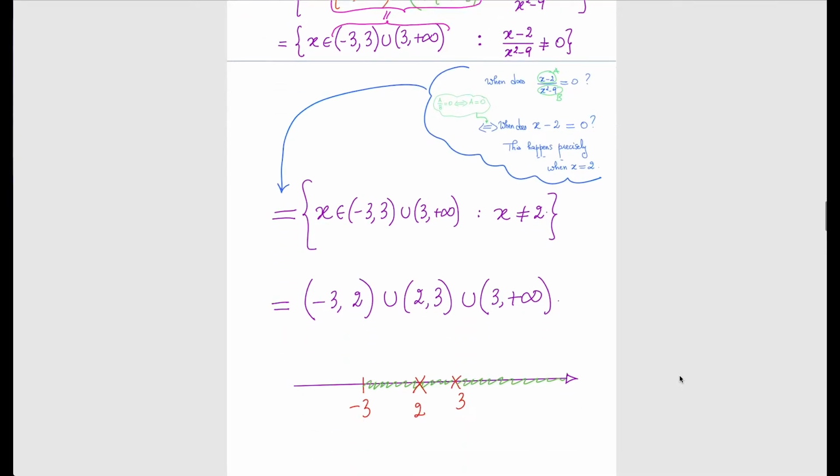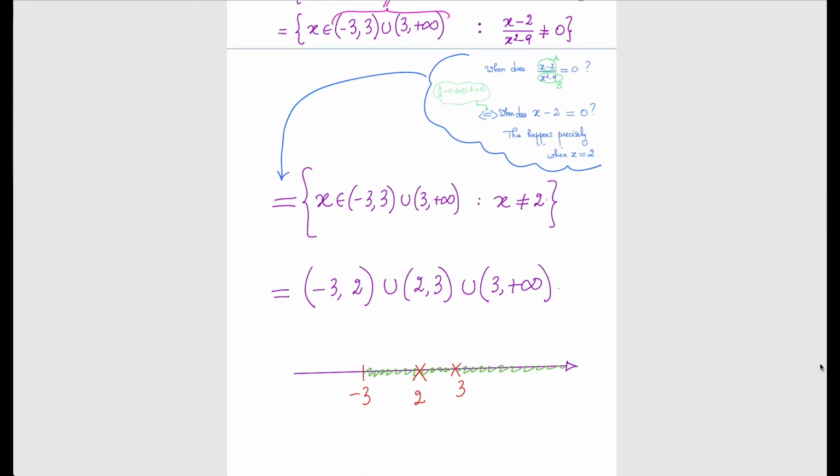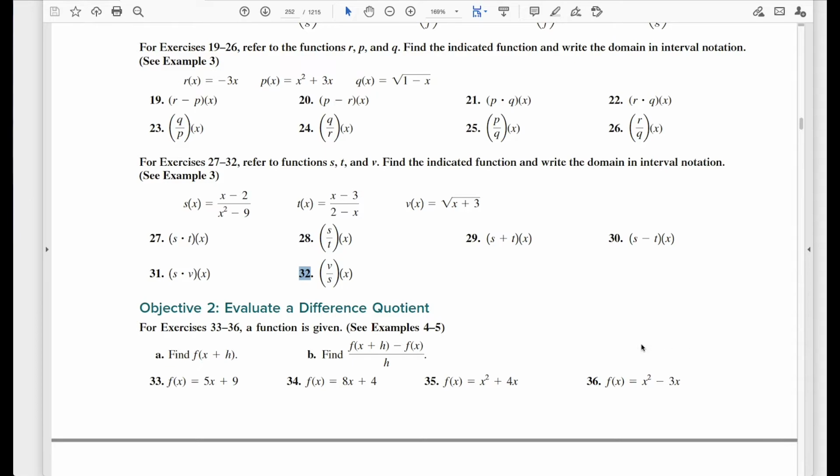Okay. Alright, we're going to go now to the book and select more problems. Still on the same page, page 225. Let's do problems here from 33 to 36. We're given a function in each instance, and for part A, we need to find f of x plus h, and for part B, we need to find f of x plus h minus f of x, over h. Let me first explain the geometrical meaning of this quotient.